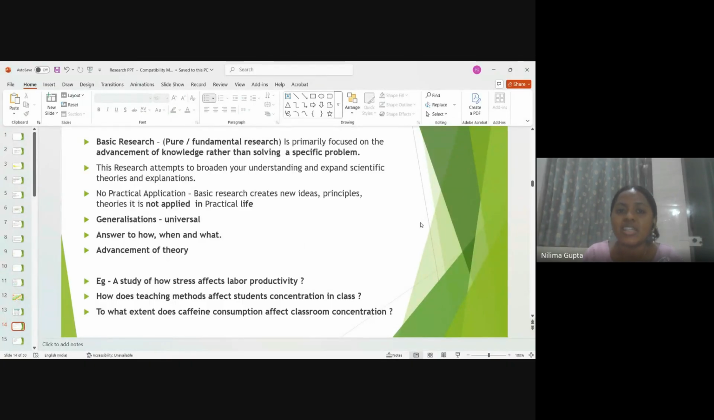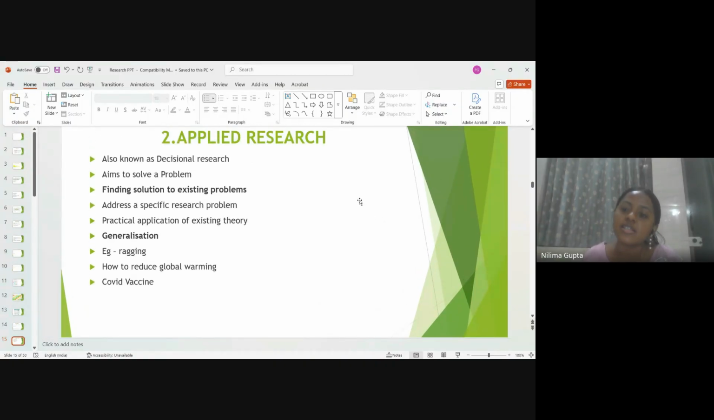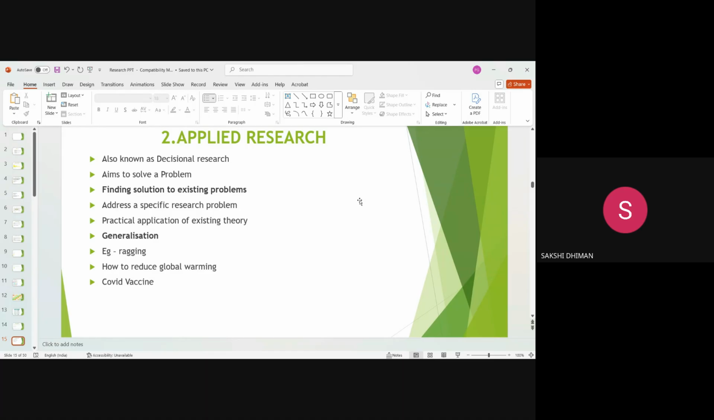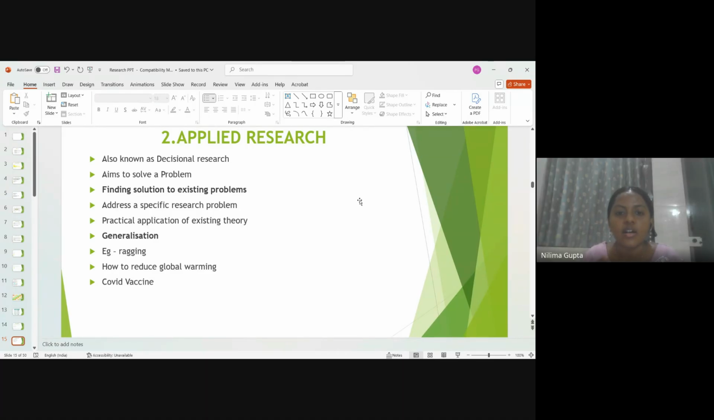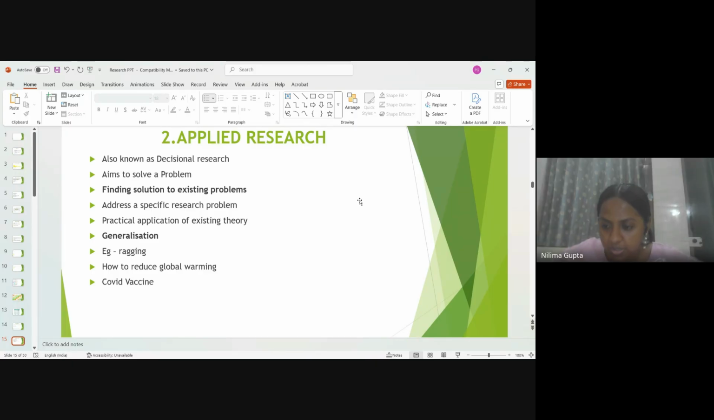So we are not bringing the solution, we are just telling you, if you are using caffeine or something, this is how it will be impacted, this is how things are. We are not coming with a solution as of now. The vice versa is the second type of research, that is applied research. Now whatever has been done in the basic research or any theory, that will be here as applied research.